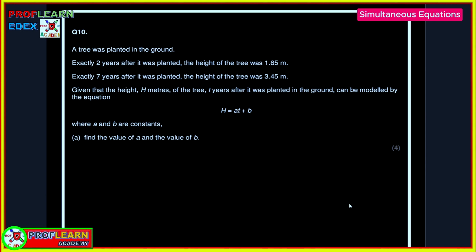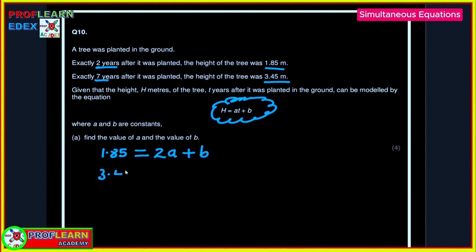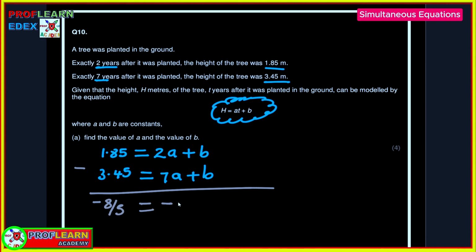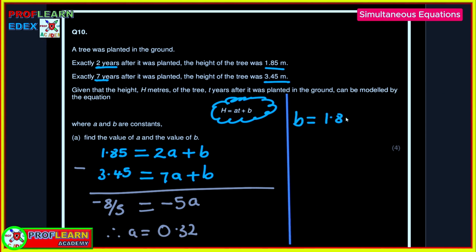So we are going to form two equations here. The first equation is when t is 2 years. The second equation will be when t is 7 years. Then subtracting the two equations, that's going to be -8/5 equals -5a, and dividing both sides by -5, we get the value of a to be 0.32. Once we have the value of a, we can find the value of b by substituting into one of the equations, and our b becomes 1.2.